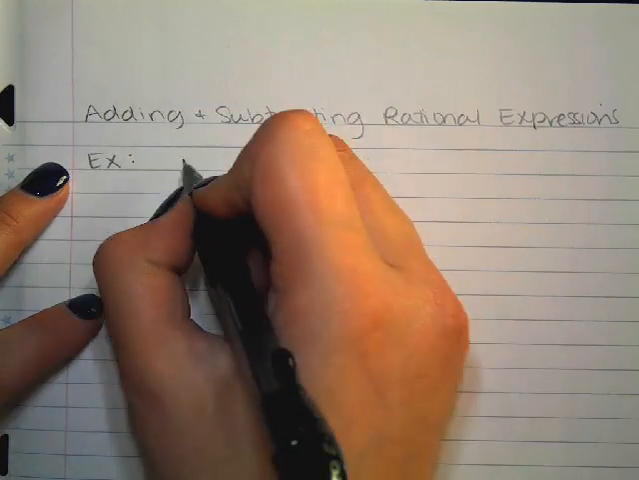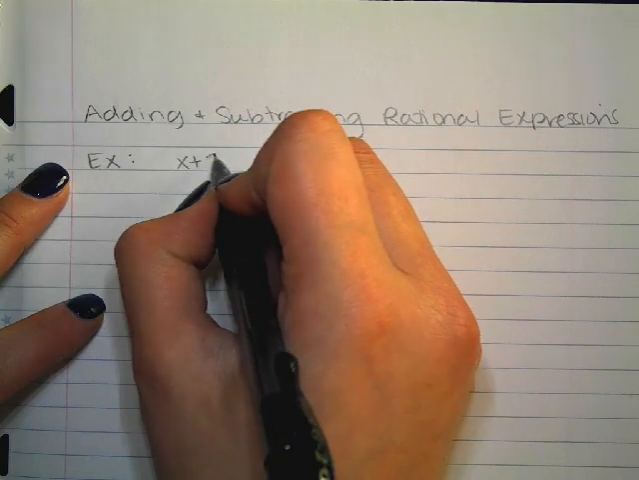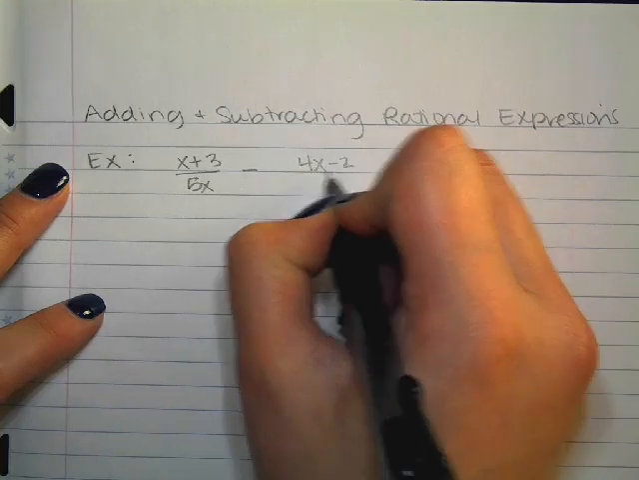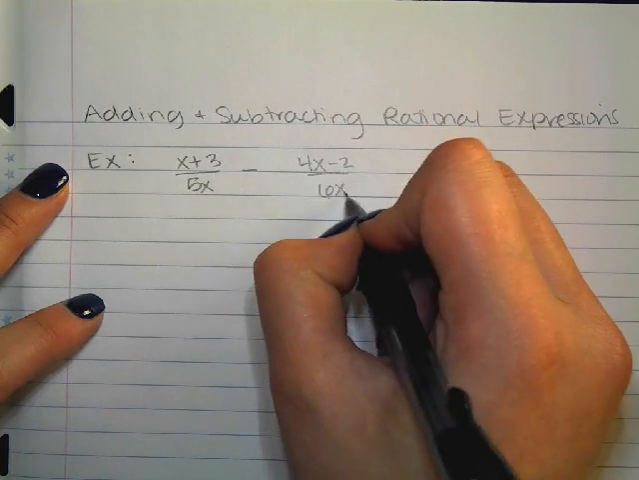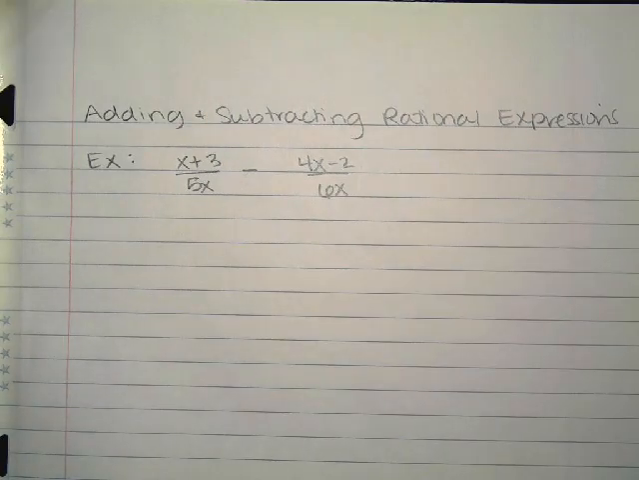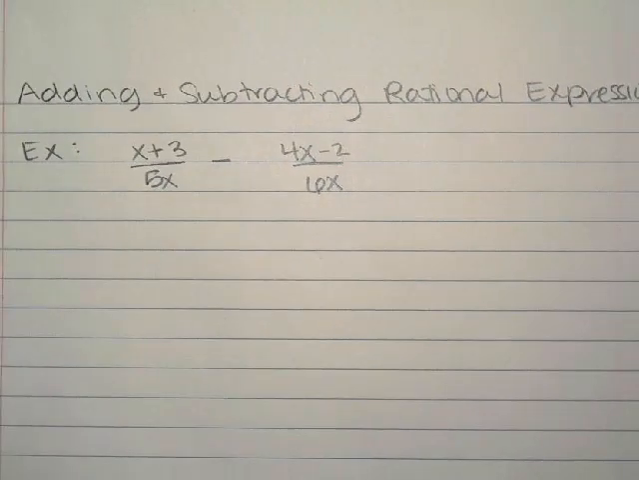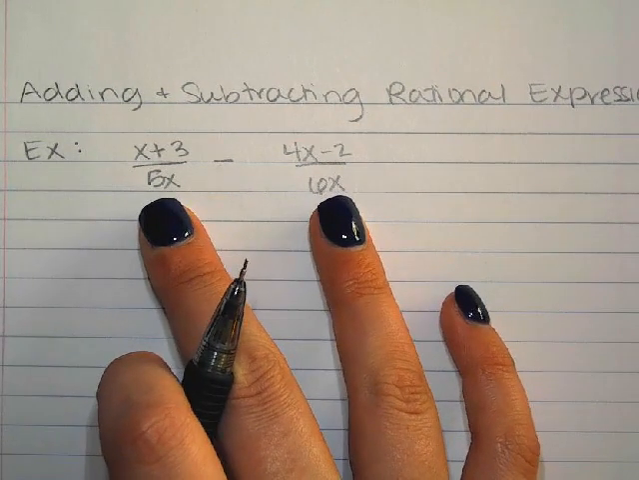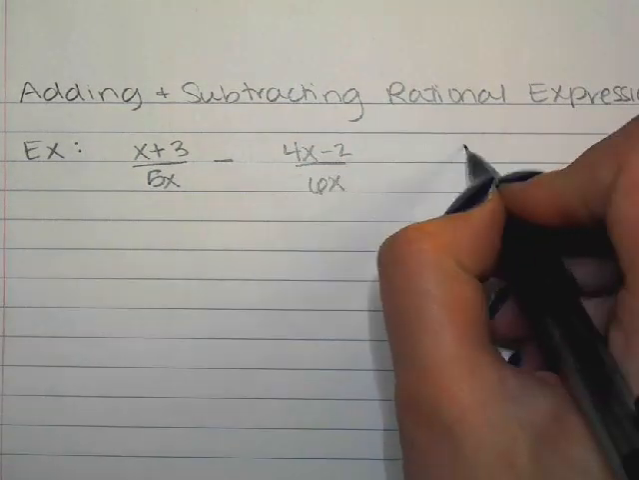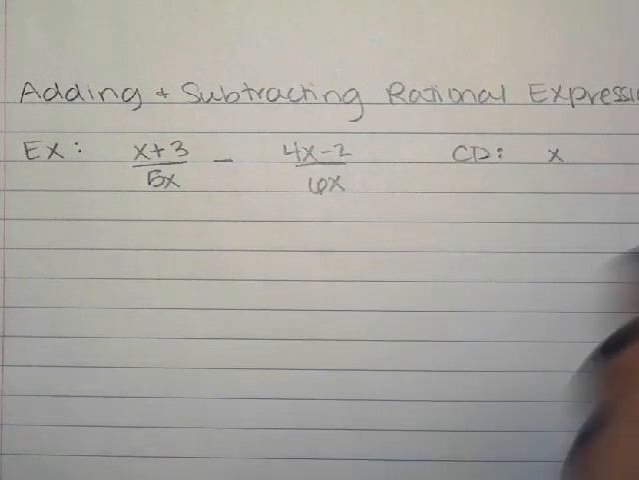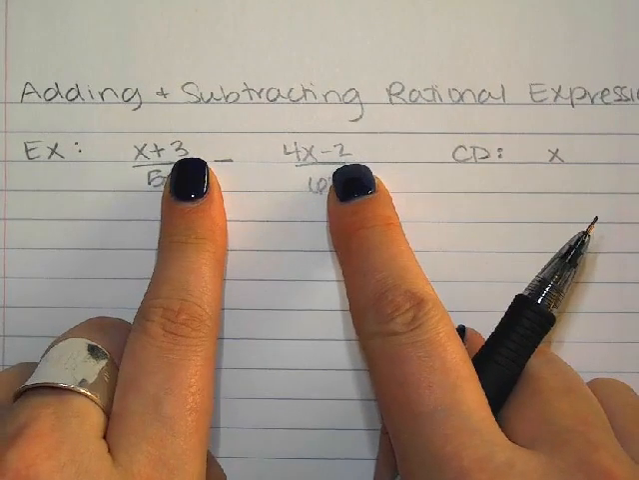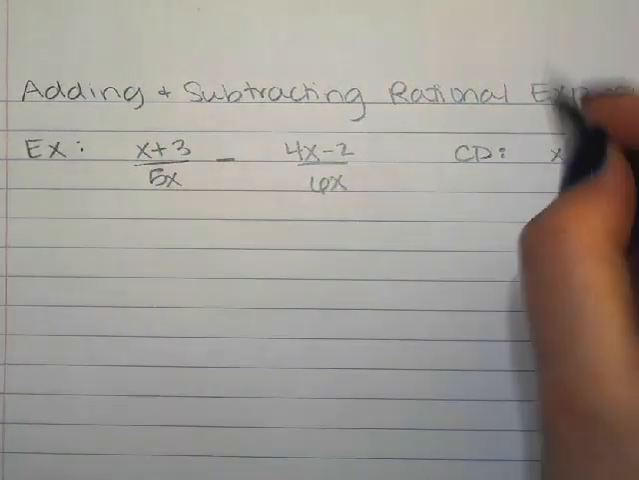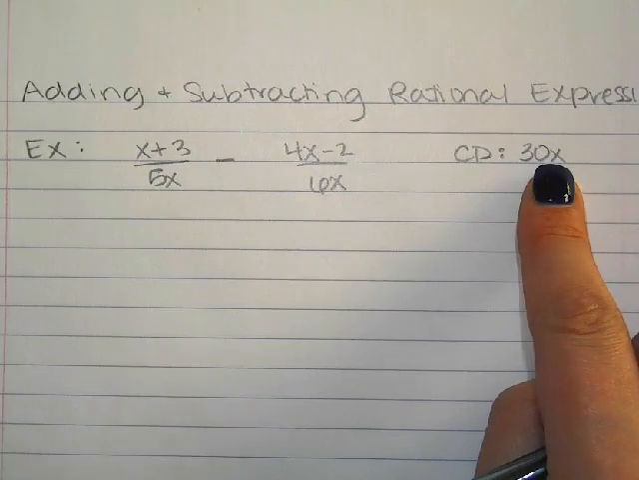So for our first problem, we're going to have (x plus 3) over 5x minus (4x minus 2) over 6x. So the first thing I'm going to do when I look at these problems is I need to figure out what my common denominator is going to be. Both of those denominators have an x, so I know that my common denominator needs to at least have an x in it. And then if I look at just the 5 and the 6, I have to think about what number both of those could divide into. Those could both go into 30. So my common denominator is going to be 30x.